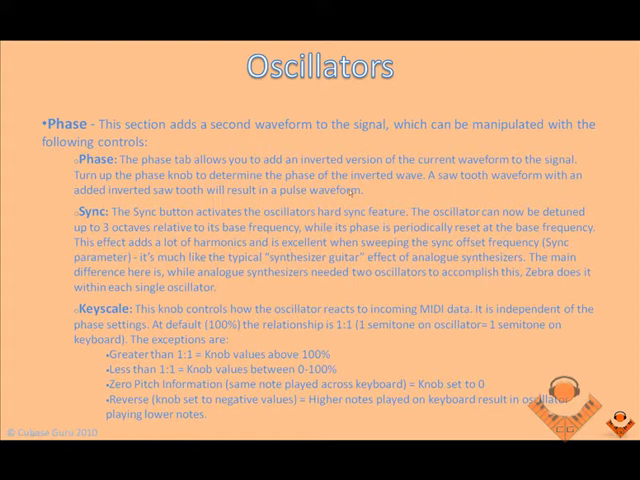Okay, I've just got a little bit more detail here about the phase part of the synth. You should already know all of this, but we can go through it again. Basically what the phase section does is add a second waveform to the signal, which can then be manipulated by these controls. The phase tab allows you to add an inverted version of the current waveform to the signal. You already know that, we've gone through that. If you turn up the phase knob, it will determine the phase of the inverted wave.